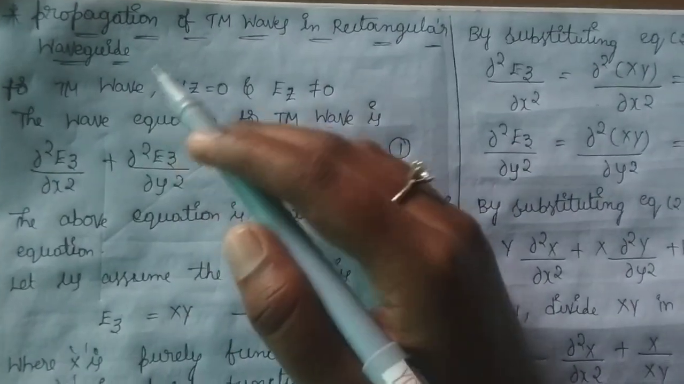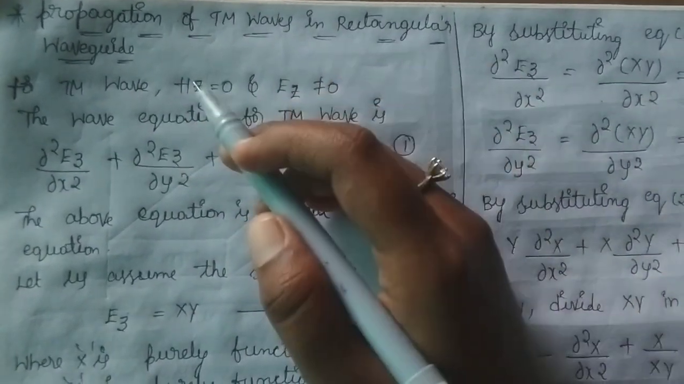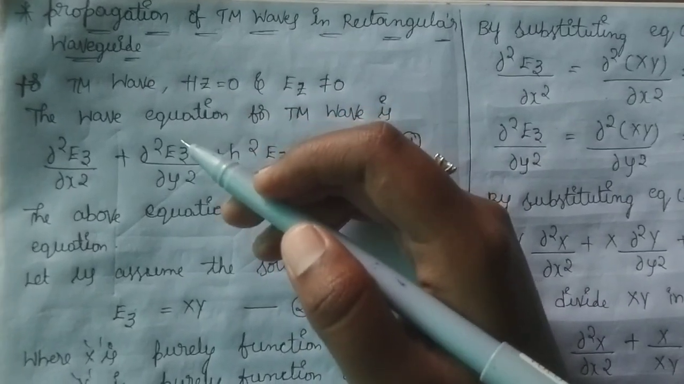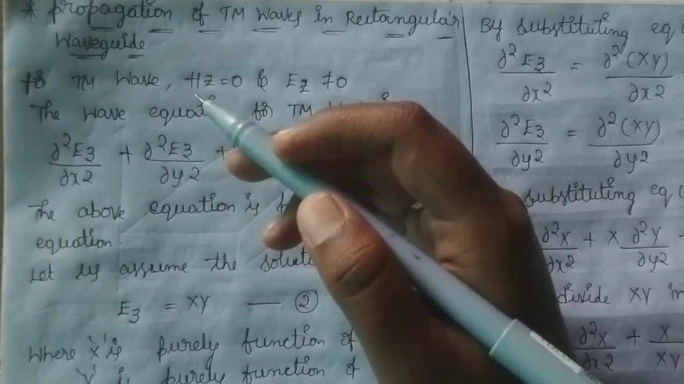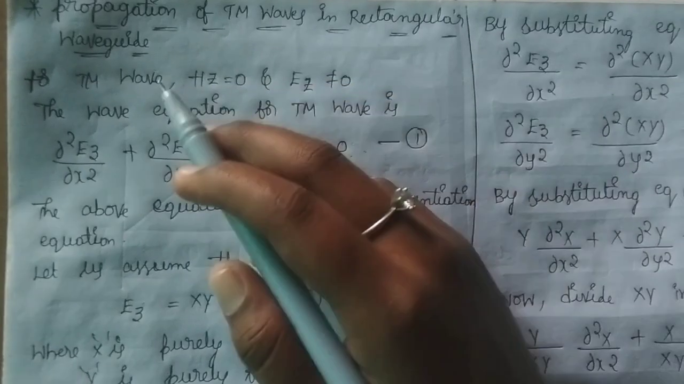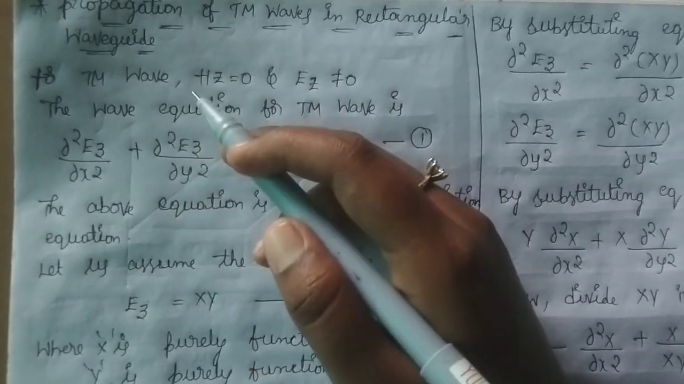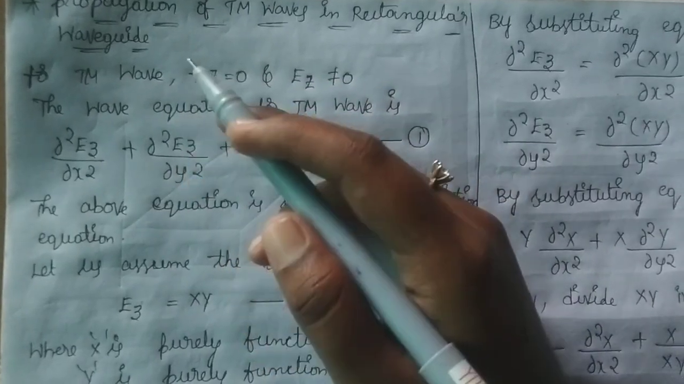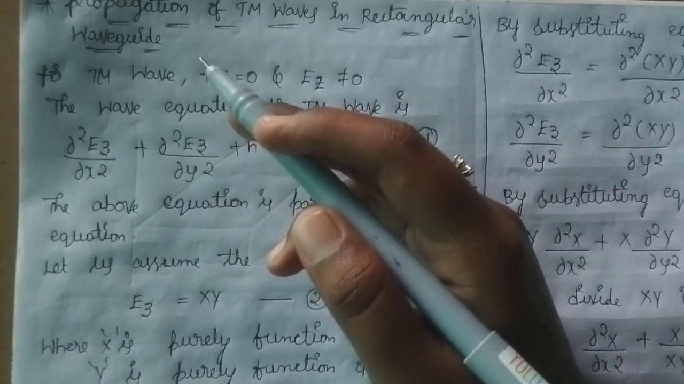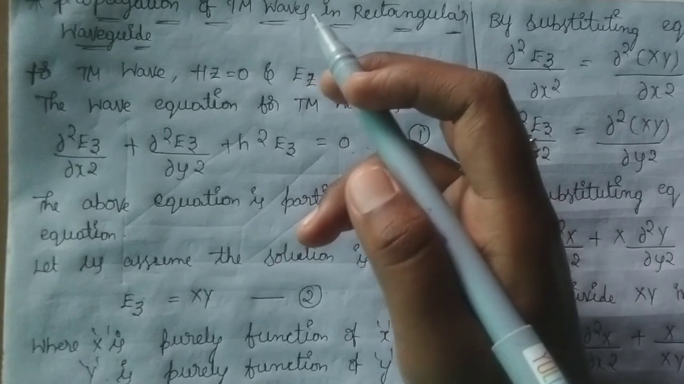In this lecture, we will see propagation of TM waves in rectangular waveguide. In last lecture, we saw about propagation of waves in rectangular waveguide. Here, particularly, we also derived wave equations for TM wave and TE wave. Based on the TM wave, we have to see the propagation of TM waves in rectangular waveguide.